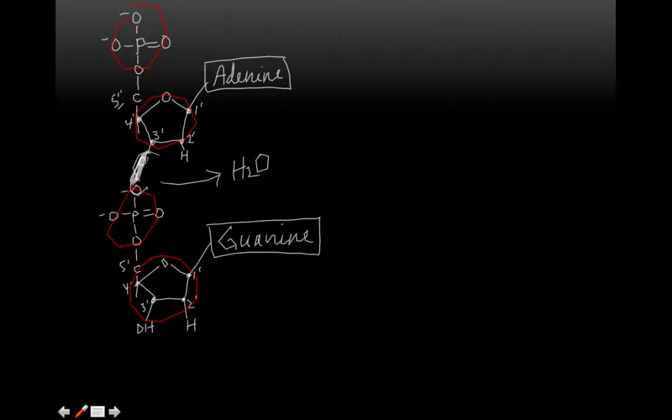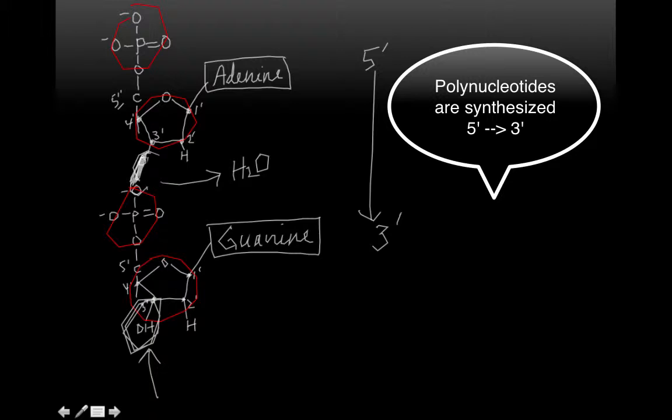The next nucleotide to join this growing chain would enter from the bottom of my drawing, and once again we would have a dehydration synthesis reaction to create another covalent bond. And new nucleotides are always being added to the 3' hydroxyl of an existing chain. Therefore, we say that new nucleotides are synthesized in the 5' to the 3' direction, because we're always adding new nucleotides to that 3' hydroxyl end, as you can see here.